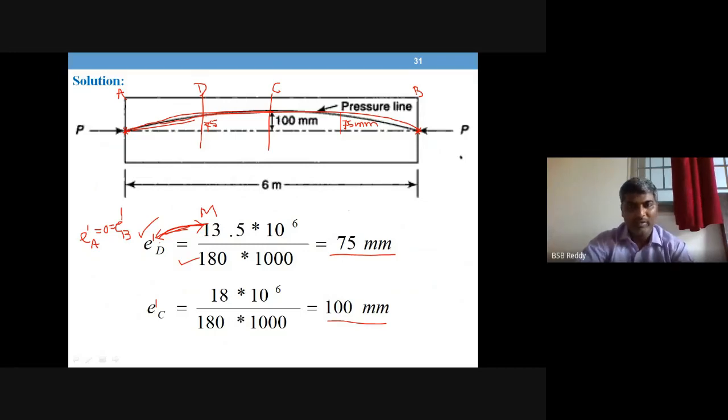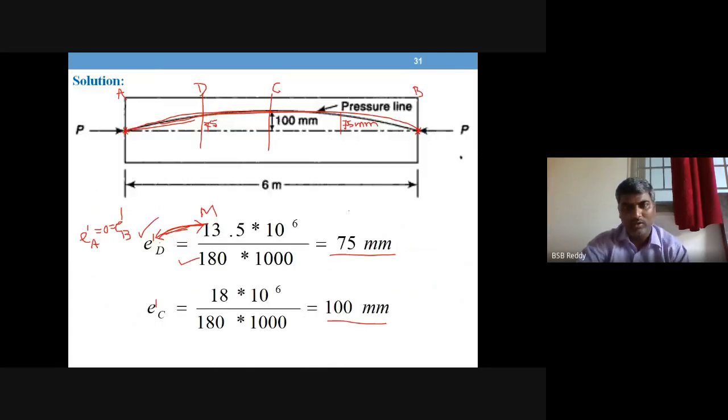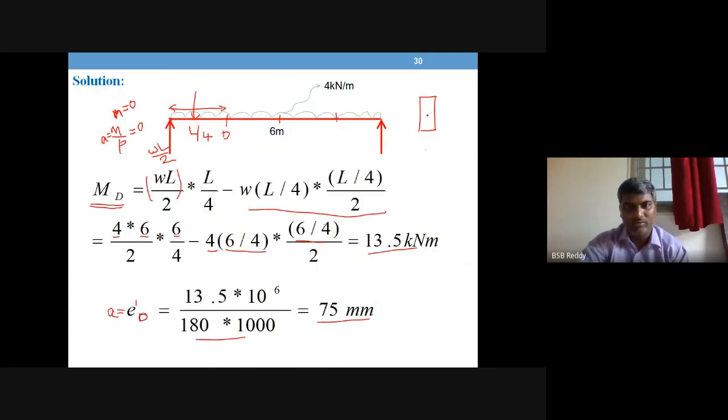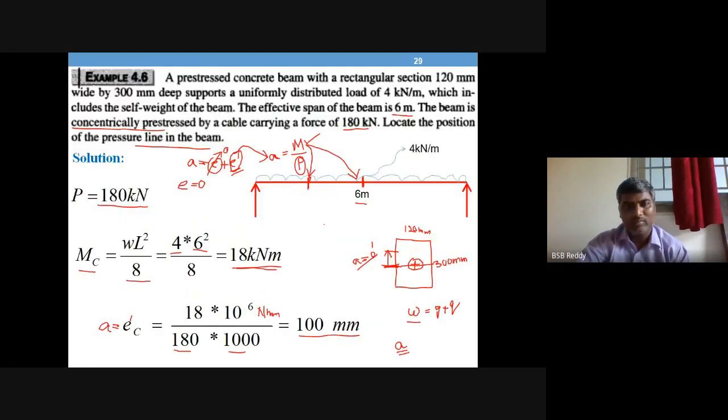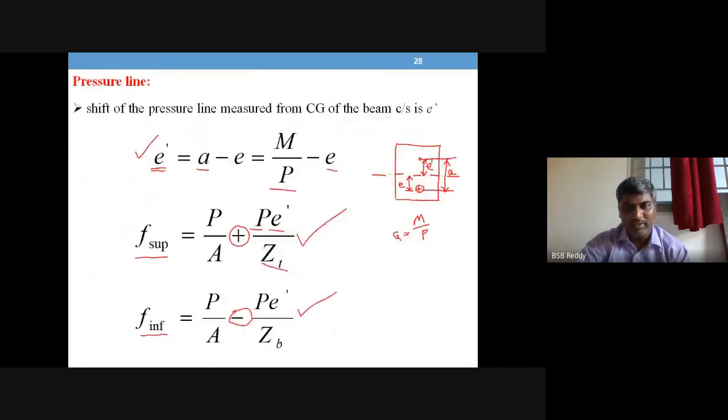We'll see a lot more examples, and I also suggest you take up the example problems, try to solve them, practice, and understand clearly what exactly is being done in the prescribed textbook. Thank you.